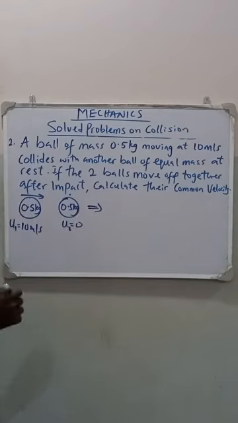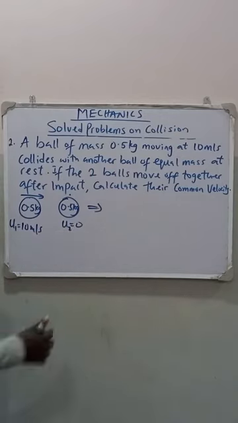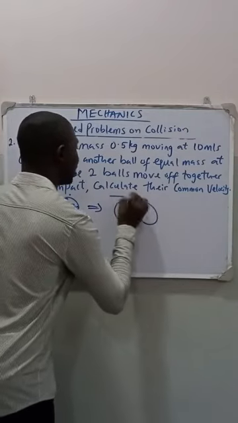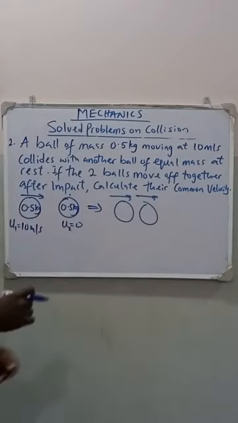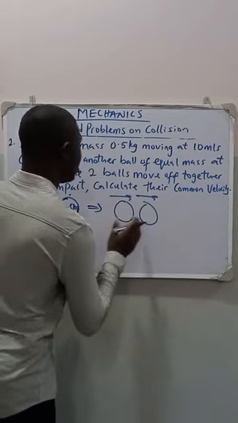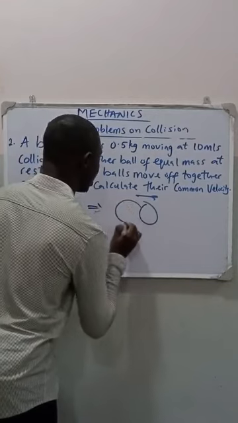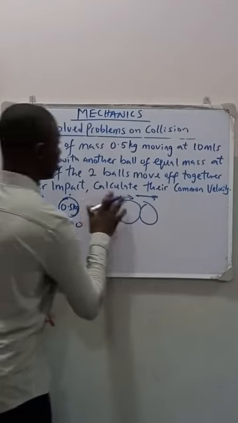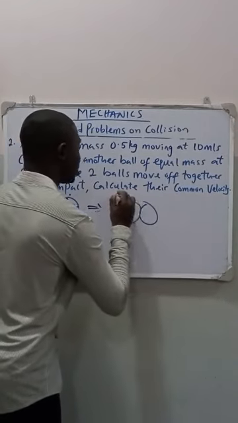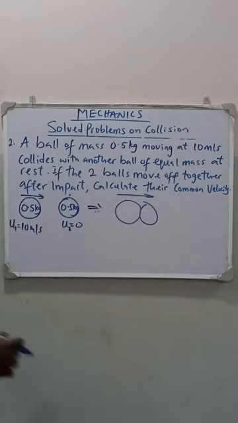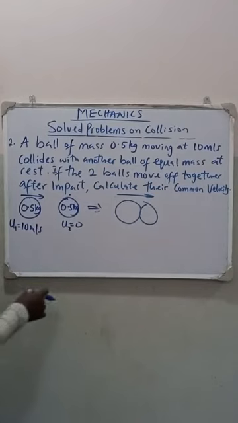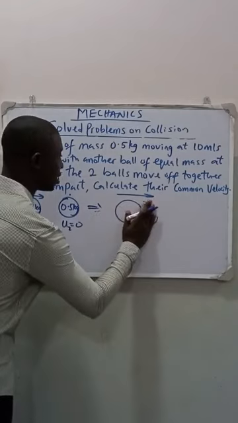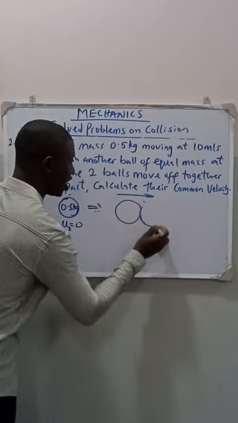After the impact, we are told that the two balls move off together. So after the impact, you can use one to represent that. The two balls move off together after the impact, and we want to calculate their common velocity. Since they have the same mass, don't mind my diagram, the masses are the same.